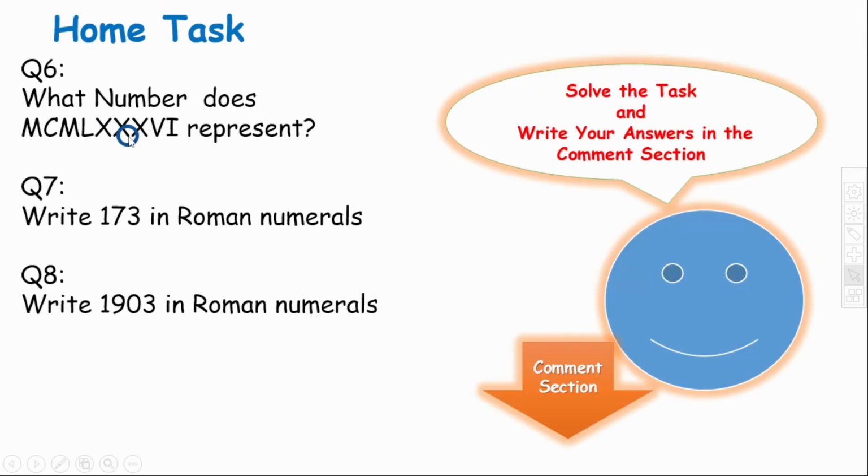For the home task for writing in Roman numerals, I want you to do these three and write your answers in the comment section. MCMLXXXVI, what does it represent? Write your answers in the comment section. Try to write 173 in Roman numerals. This is quite easy. Now the third question, write 1903 in Roman numerals. Try to do that on your own and write your answers in the comment section. I'll check it out.